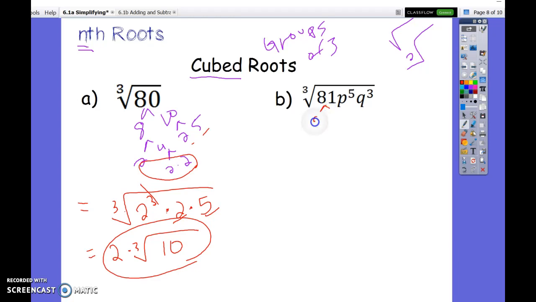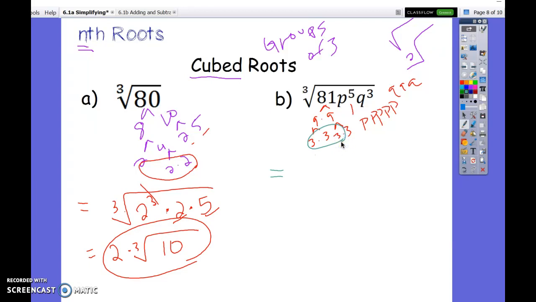Well, 81 we can break down into 9 times 9. And then both of those break down into 3 times 3. Okay, p to the 5th we could write as p times p 5 times. And then q to the 3rd would be 3 q's, but notice q to the 3rd is already a group of 3. So we're going to go ahead and find those groups of 3. Maybe you want to pause and try that.